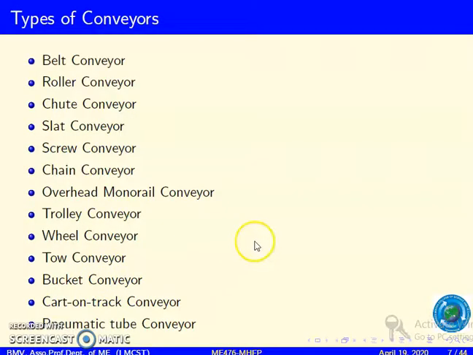Now we will see the types of conveyors. Around 20 types of conveyors are available, and here they are: belt conveyor, roller conveyor, chute, slat, screw, chain, overhead monorail conveyor, trolley conveyor, wheel conveyor, tow, bucket, carton track, and pneumatic tube conveyor.